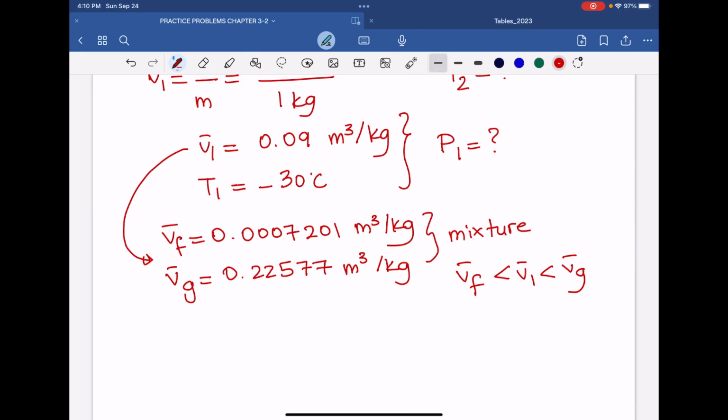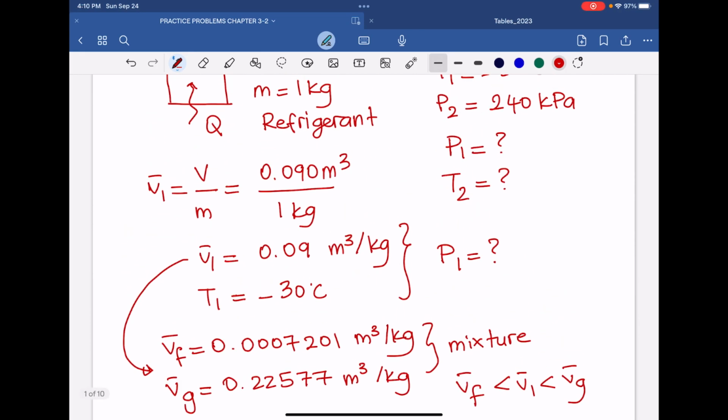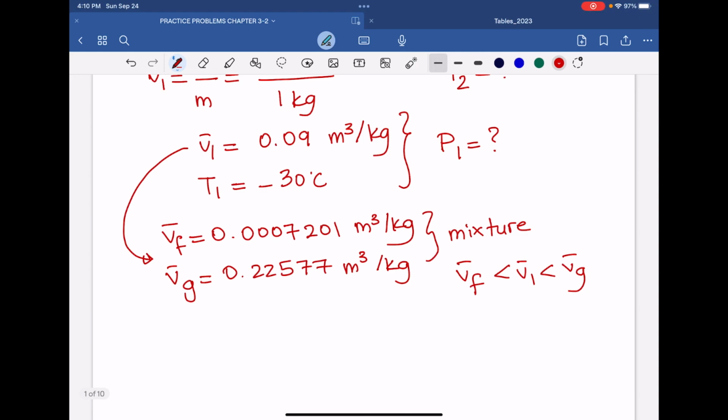Now, what does that mean? Because they're asking for the pressure. That means that at this temperature, the pressure has to be saturation pressure, because otherwise we wouldn't have a mixture. There wouldn't be a phase change going on. So therefore, the pressure at the first state should be the saturation pressure at -30, for us to be able to have a mixture, because at that temperature the only way you can have a phase change is to be at the saturation pressure.